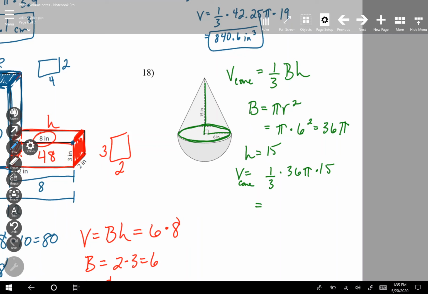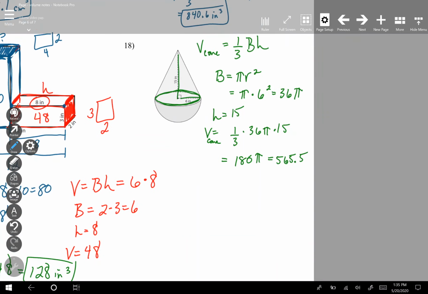Okay, if I wanted to leave this in terms of pi, I just type in everything except for pi into the calculator. So 1 divided by 3 times 36 times 15. So that'd be 180 pi, but they want me to round it to the nearest tenth. So just press enter and do times pi. Get 565.5. So that's the cone.